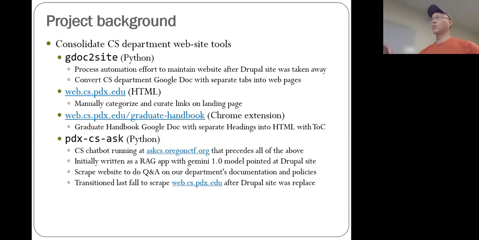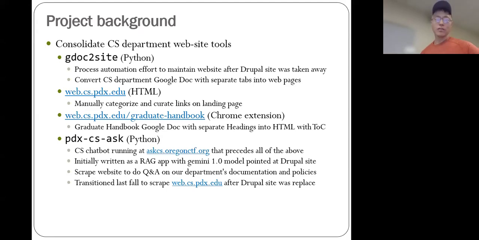And maintenance is the worst job of software engineering, especially if it's not your code base. Actually, even if it is your code base, it's sometimes awful to have to keep the thing up to date. And so this was transitioned last fall because they took our Drupal site away. This was transitioned to point to the web.cs.pdx.edu landing page.